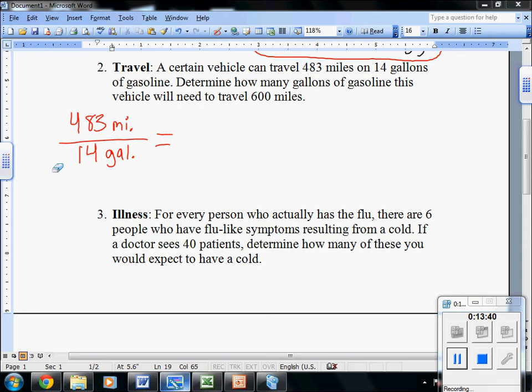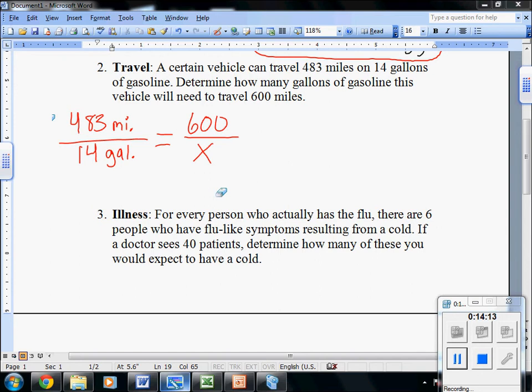All right, so let's see. The question says, determine how many gallons of gasoline this vehicle will need to travel 600 miles. It just asks us how many gallons of gasoline. So that means what's missing is going to be gallons of gasoline. Since we know gallons is on bottom, it's got to still be on bottom. So we'll put X down there. Any letter you want, doesn't matter. Now up top, it says 600 miles. Since we have miles on top, we must still have miles on top on this side. So that is a proportion that we can write and solve to answer this question.